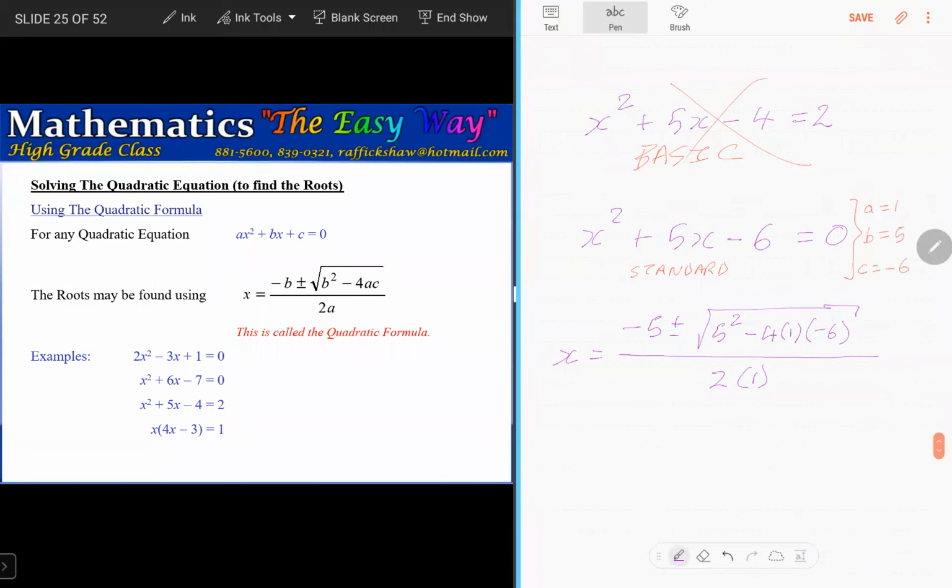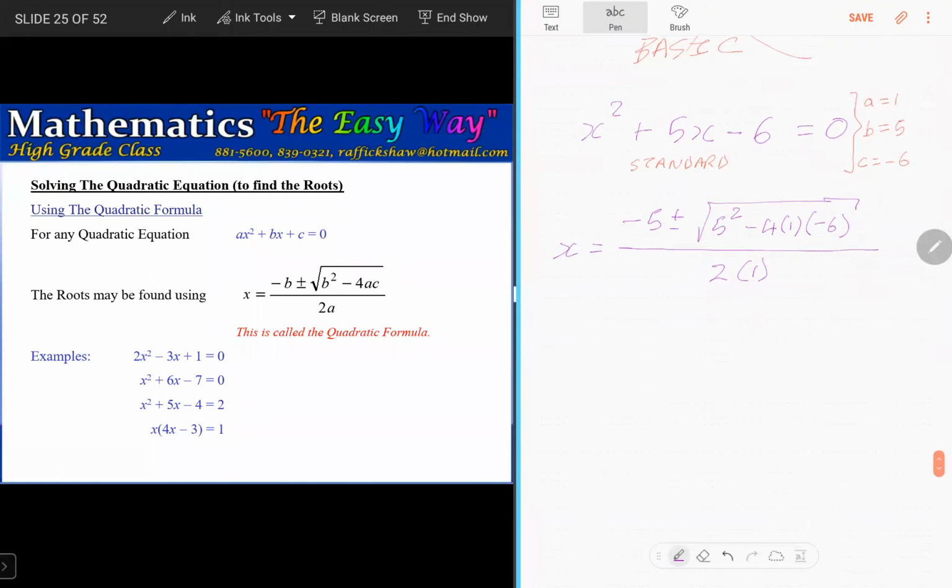Once you have the values there, you take your time and write them down carefully. So x equals minus 5 plus or minus the square root. 5 squared is 25. Watch this now. The minus 4 times the 1 is minus 4. Then minus 4 times minus 6 is positive 24. You have to be careful with the negative signs. Minus minus is plus, so we're going to a plus 24 right here, all over 2 times 1 is 2.